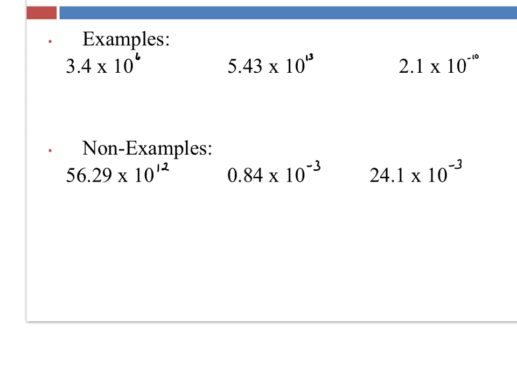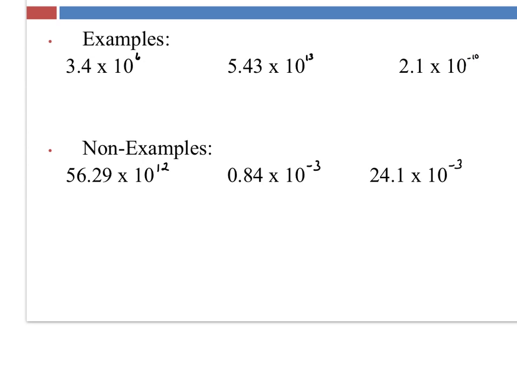Here are some examples of scientific notation. Notice that the first value in each case is greater than or equal to 1 and less than 10. And then we have a times 10 to an exponent, and the exponent in each case is an integer, so it's a positive or negative number.